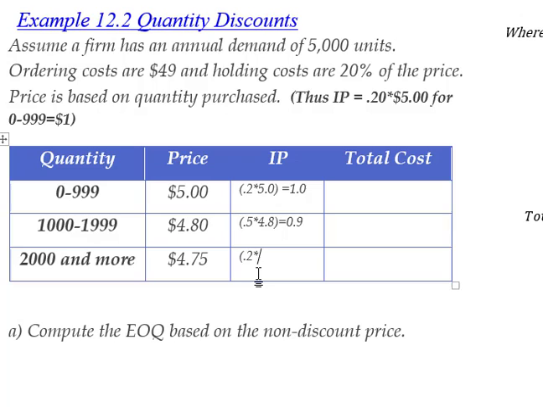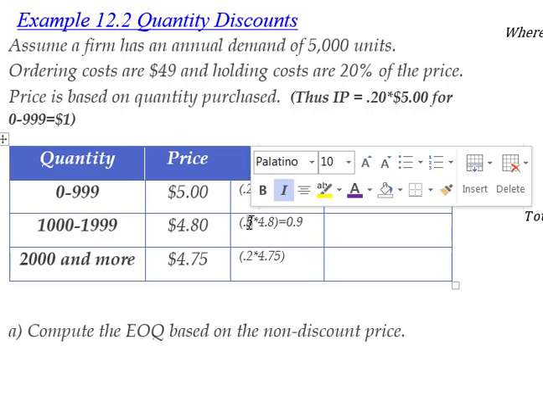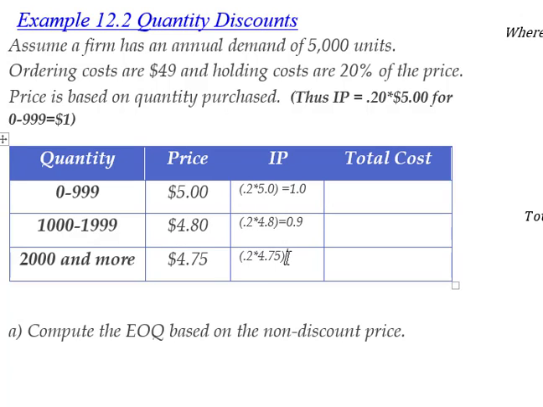And then down here, it's going to be 0.2 times 4.75, and I just saw that I had this as 0.5 and it really should be 0.2, so my bad there. So 0.2 times 4.75, which should equal about 0.8. So these are essentially the H's for the different price quantities.